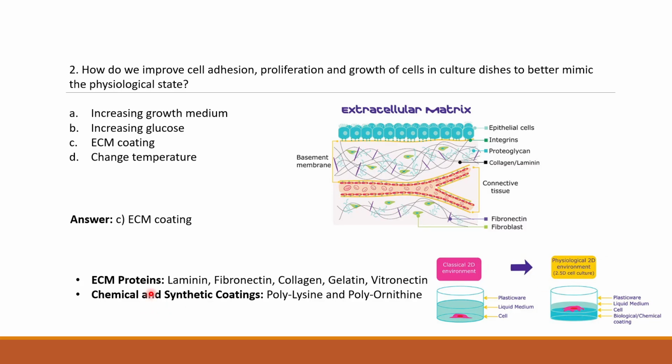Some examples of coatings that you can do are ECM proteins. Like I said, laminin you can use, fibronectin you can use. There are collagen coated plates, gelatin, vitronectin, etc. And then there are chemical and synthetic coatings, like we discussed before, poly L lysine or poly D lysine, and also polyornithine. This is also an amino acid. So these poly lysines and ornithines are your chemical and synthetic coatings.